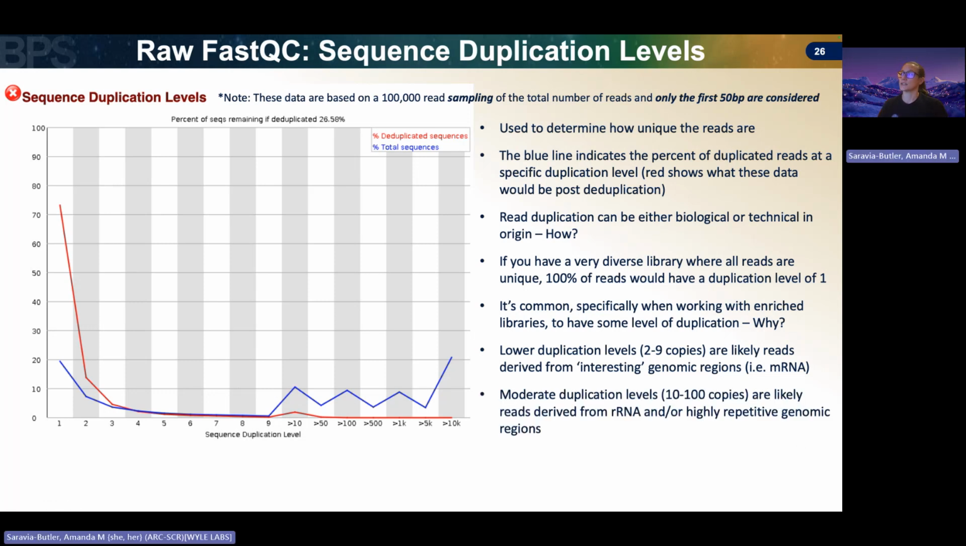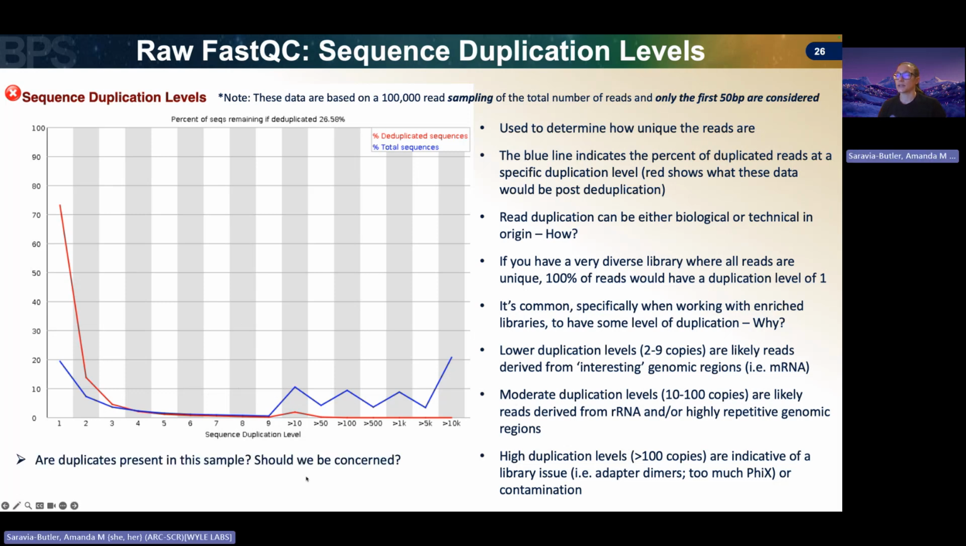Moderate duplication levels, 10 to 100 copies, could be reads that were derived from ribosomal RNA or some kind of highly repetitive genomic region. And a really high duplication level, more than 100 copies, could be a library issue, either adapter dimers, or it could be too much Phi-X. I didn't mention this previously, but Phi-X is used as a control that's spiked into libraries just to ensure that there's enough diversity in your libraries to be able to distinguish signals from different base pairs.